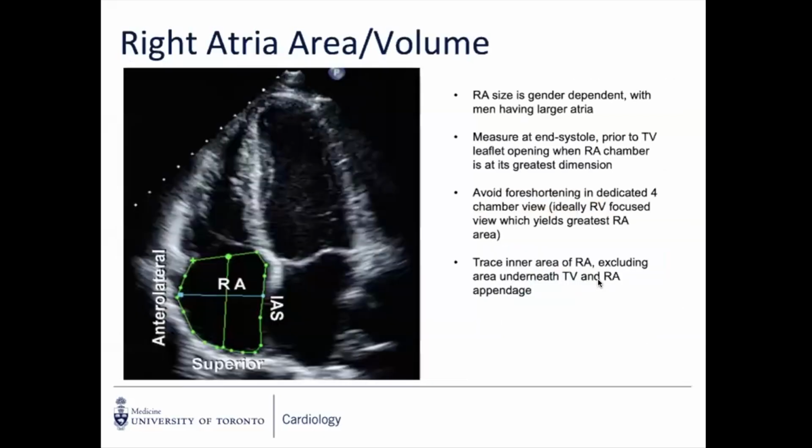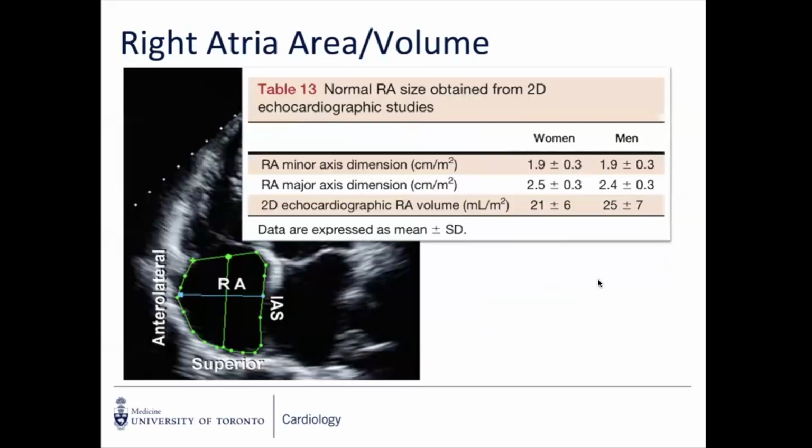Right atrial area and volume is also another important measurement that we can do at the end of systole, prior to the tricuspid valve opening, when the RA chamber is at its greatest size. This is gender dependent. Generally, men have larger atria. You want to avoid foreshortening in the dedicated four-chamber view. You want to trace the inner area of the RA and exclude the area underneath the tricuspid valve and the RA appendage.